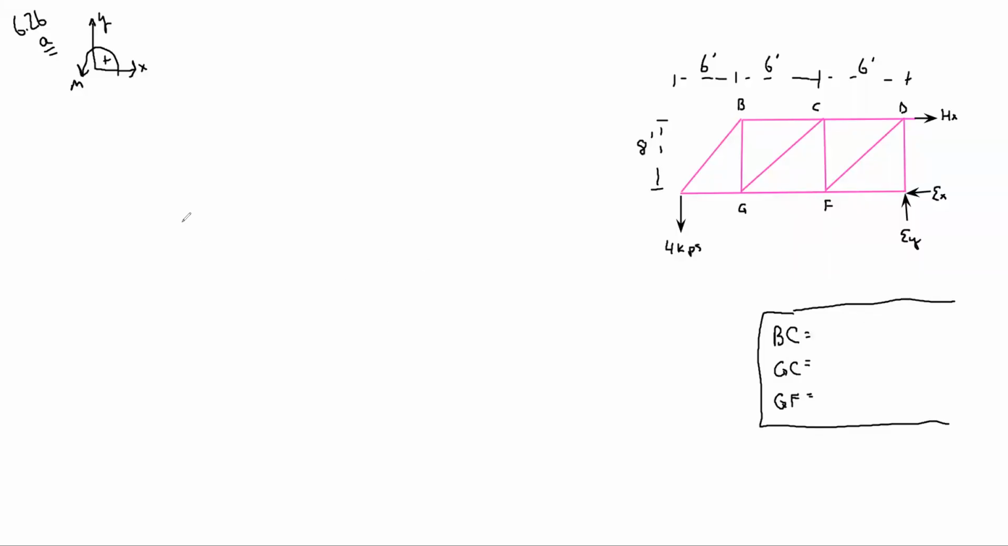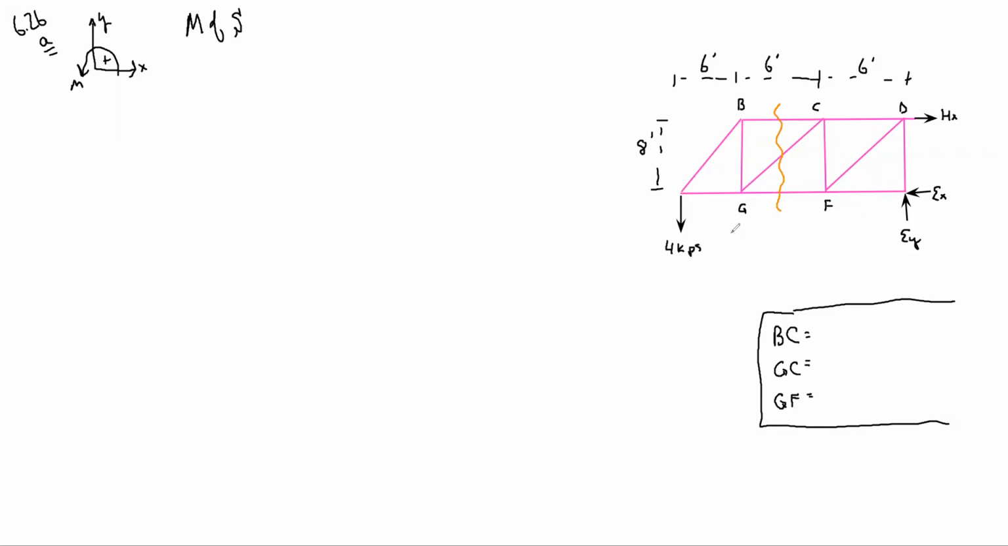Well, welcome to problem 6.26 part A, where we're being asked to determine by the method of sections the forces in members BC, GC, and GF. Method of sections. So we're looking at BC, GC, and GF.